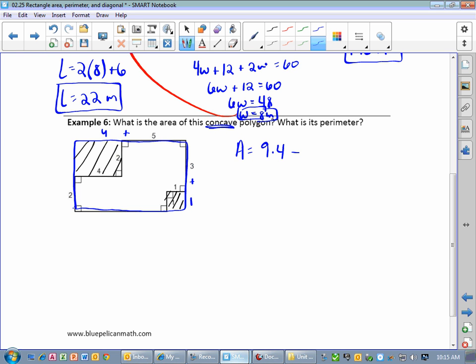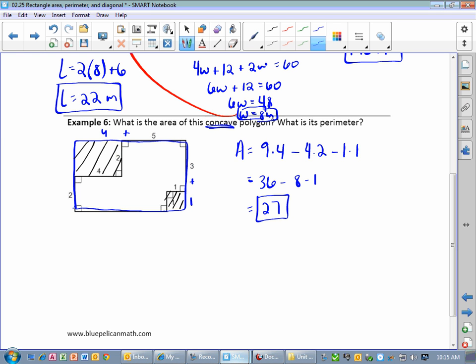And this smaller area is 4 by 2, so 4 times 2. And we also want to subtract 1 times 1. So we have 36 minus 8 minus 1. So 36 take away 8 is 28. Take away 1 more is 27. So our area of this concave polygon would be 27.